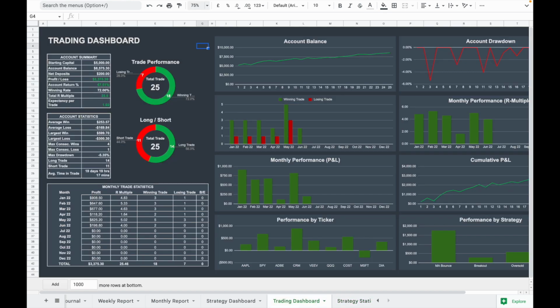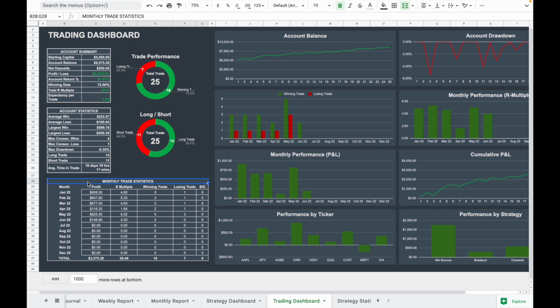Finally, the most important part of this journal is the main trading dashboard. It provides a comprehensive overview of your trading activity over a 12-month period. It displays your account summary, including total P&L, win rate, and account statistics such as average win and loss, R multiple, and winning and losing trades. It also shows your 12-monthly trade statistics such as profit and loss, R multiple, and winning and losing trades.